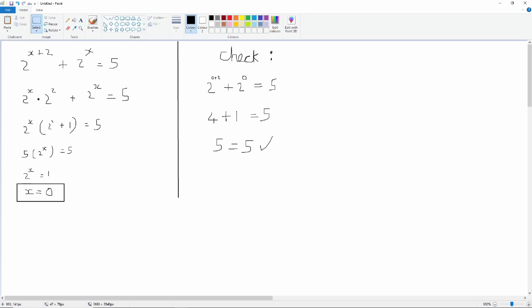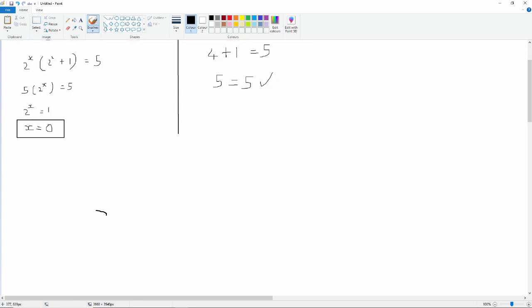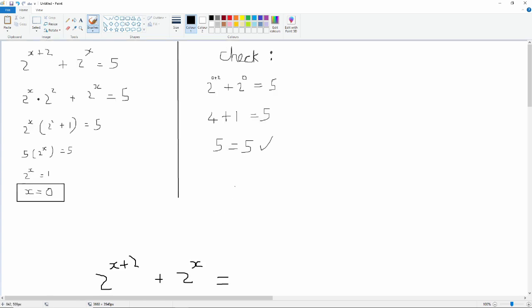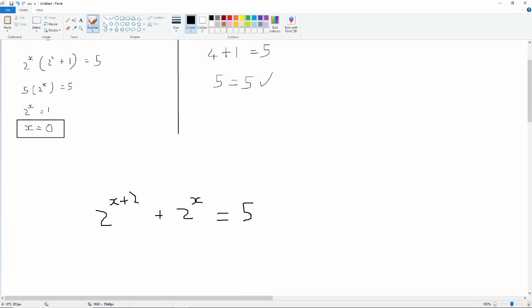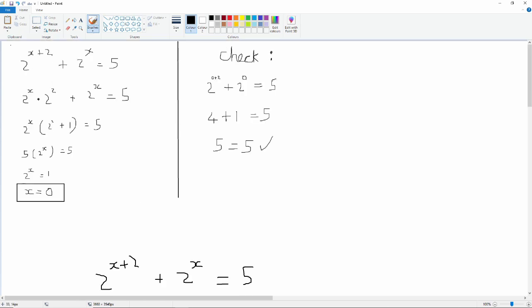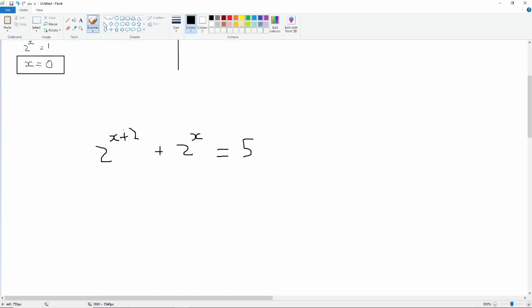Okay, so I've been asked to explain myself, basically. So this is the solution to a problem I was set. The problem was 2 raised to the power of x plus 2, plus 2 to the power x, is equal to 5. Okay, so this is line 1 of my solution, and this is just the problem that was set, so there's nothing to explain here.